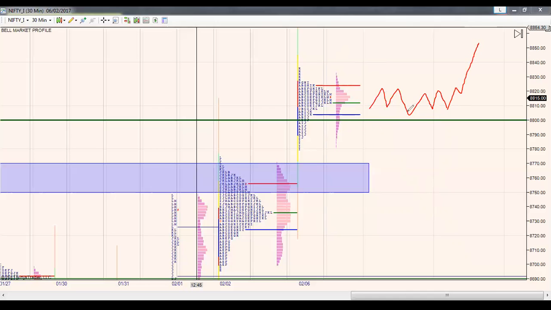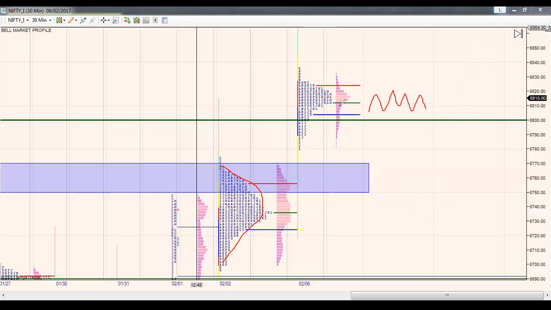So we need to see how any effort to mark prices up fares tomorrow, whether the efforts to mark prices up succeed in developing value higher than this value, or do these efforts fail to gain any ground and just develop an overlapping value. Overlapping value will be indecisive, and we cannot be very sure whether the auction will take a higher path or lower path, just like it happened here and we saw a breakout.